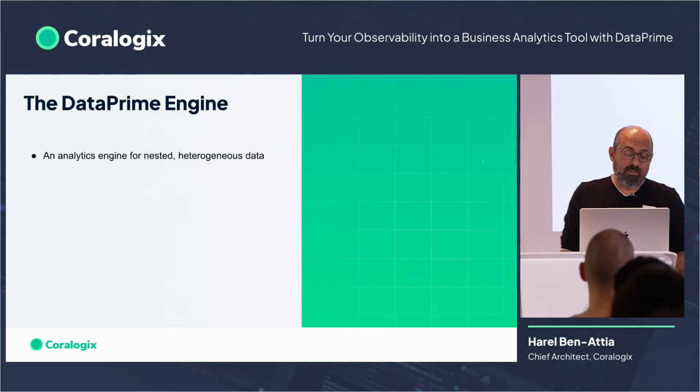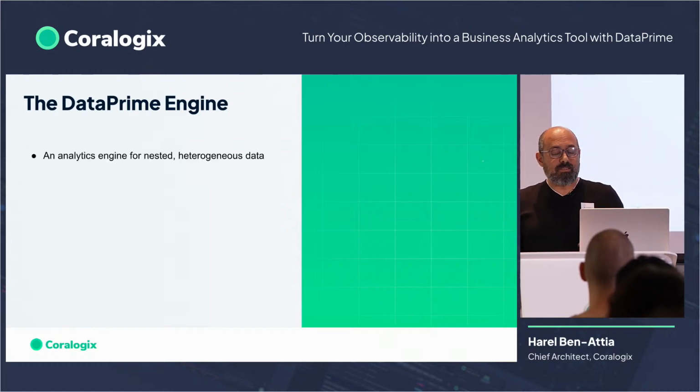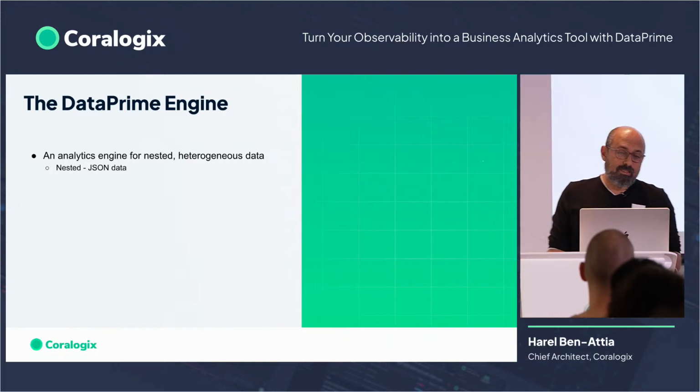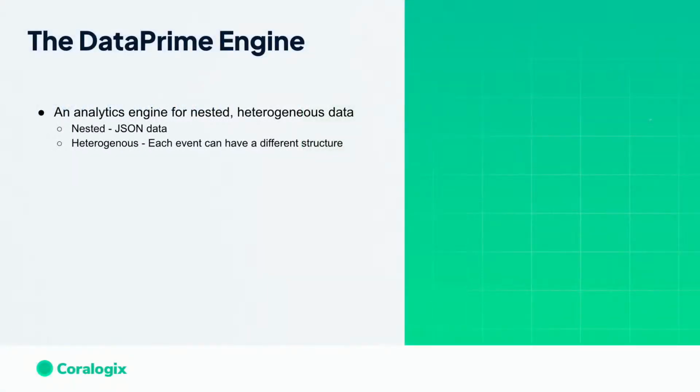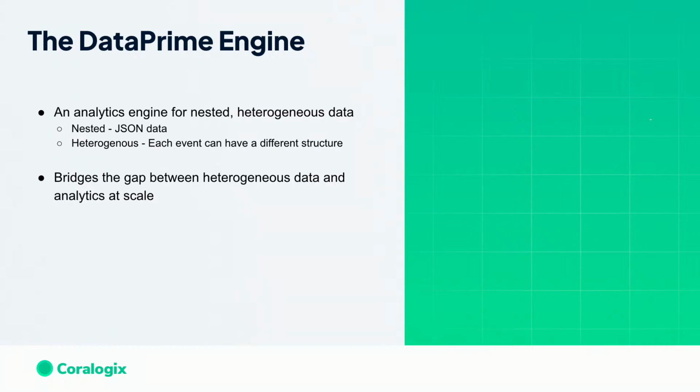So the DataPrime engine is an analytics engine for nested heterogeneous data. Nested is obviously the familiar JSON data. We didn't want to go with something which is unfamiliar. And heterogeneous means that each event can have a different structure, and I'll touch on this design decision a bit later. The engine bridges the gap between heterogeneous data and analytics at scale. And when I'm talking about scale, I'm not talking only about the amount of data. I'm talking about the time range, between minutes for interactive use and years for trending.